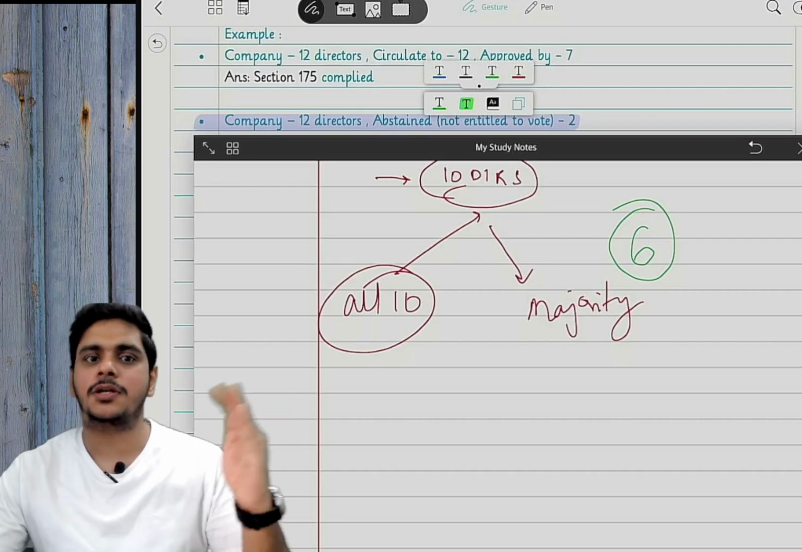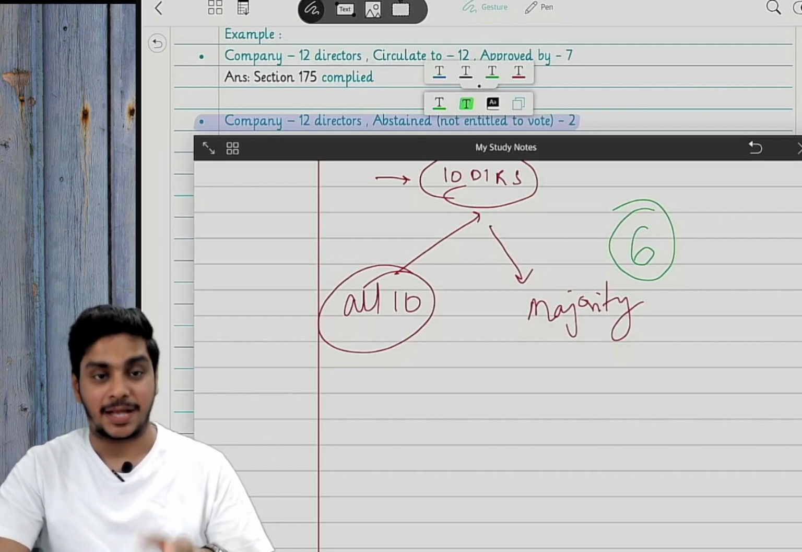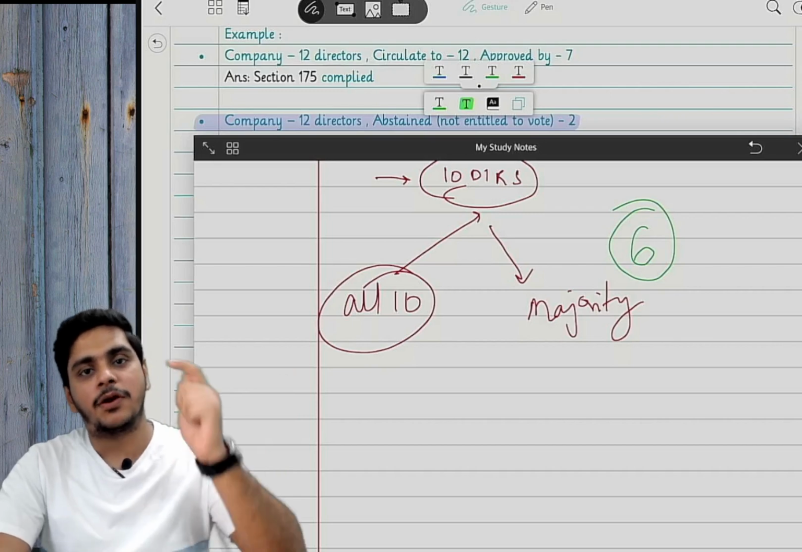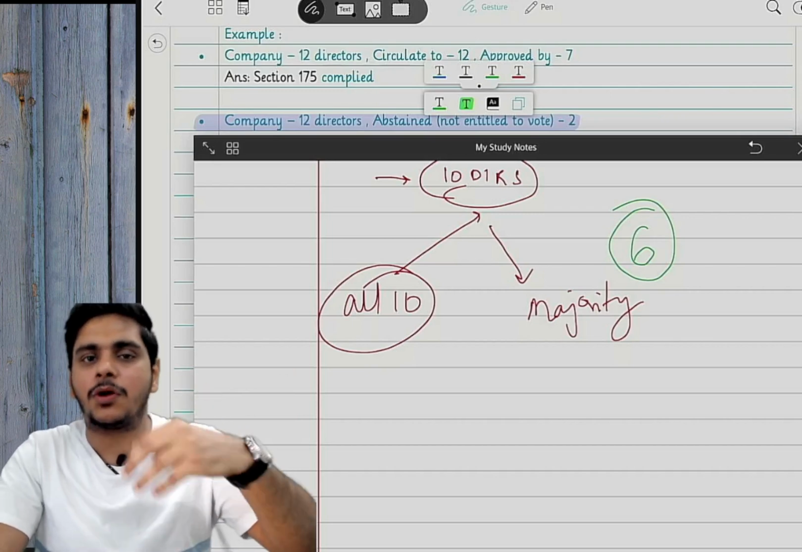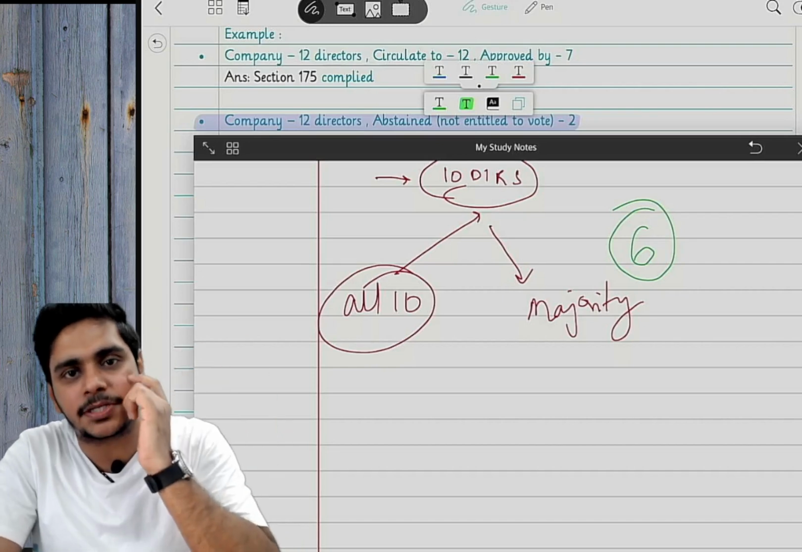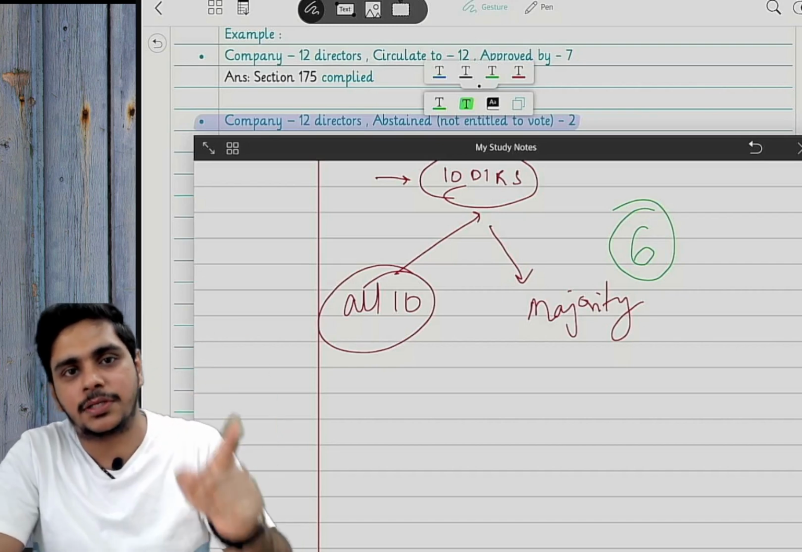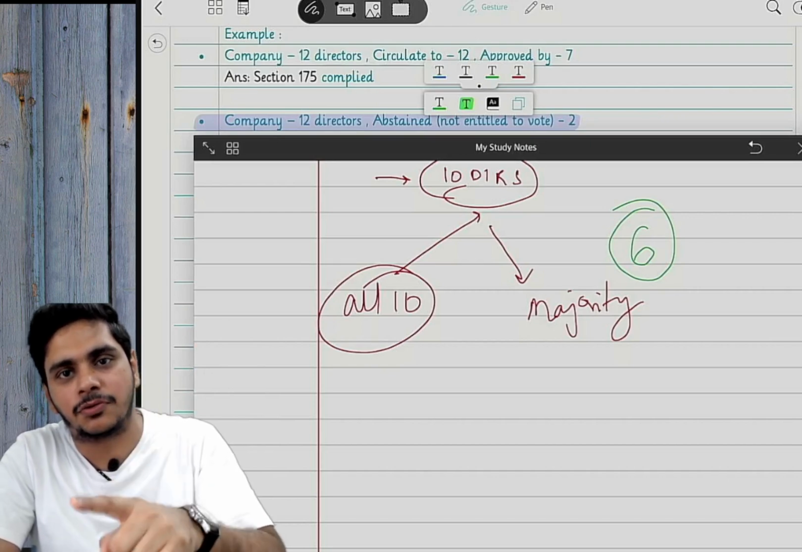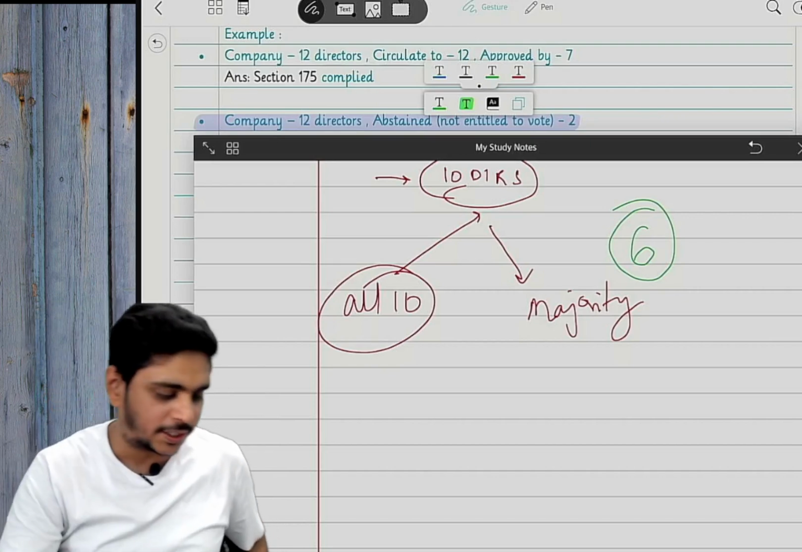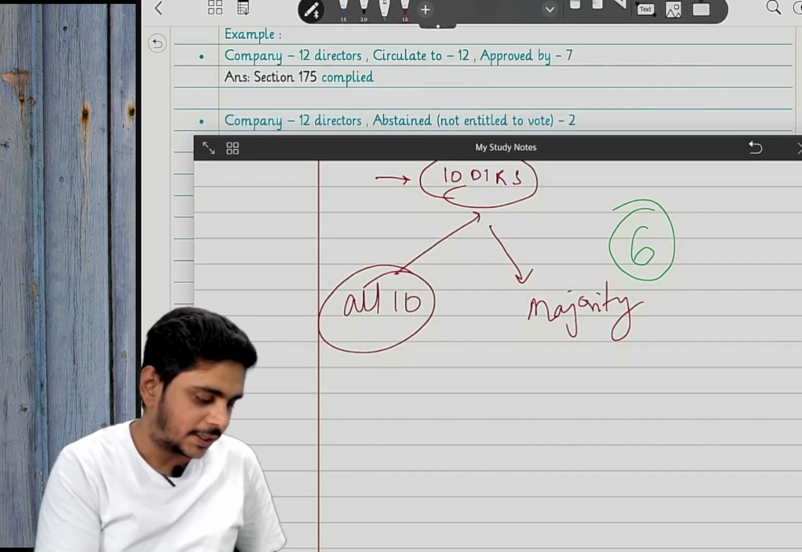See, people who have not come in the meeting are called absent directors. People who have come in the meeting and they cannot vote, or who are not entitled to vote, they are called abstained directors. So my question is, company has 12 directors, abstains are 2. So to how many people will you send?